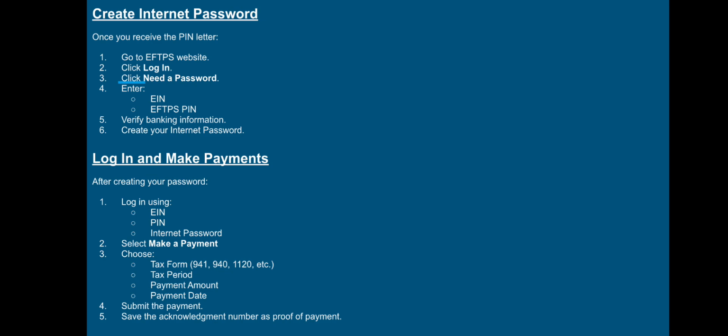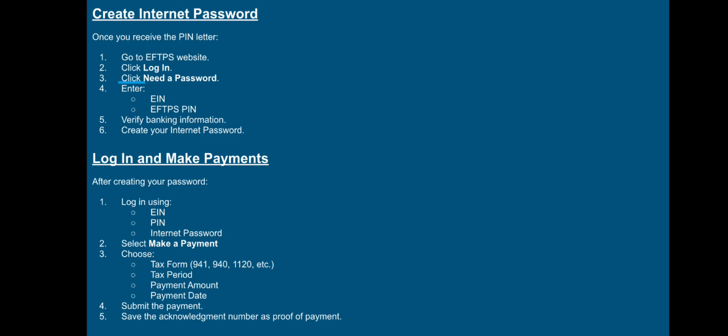Once you receive the PIN, you have to go back to the home page of the EFTPS website. Then there you have to click on login, then select need a password. You will be asked to enter your EIN and EFTPS PIN. The system will also verify your banking information. After verification, create your internet password, choose a strong password and store it securely.